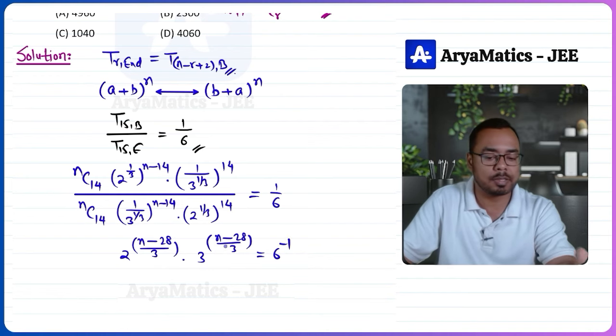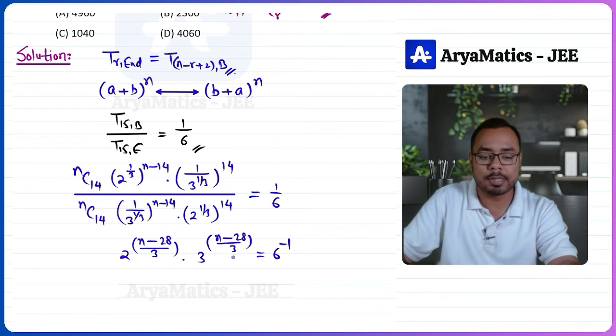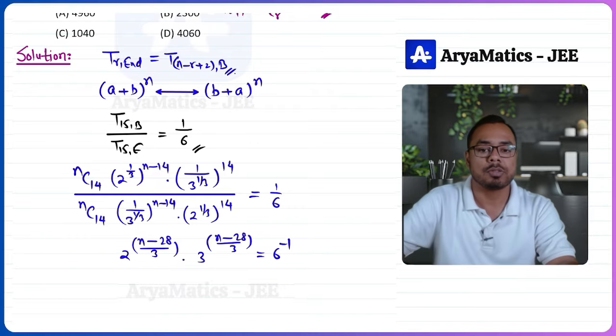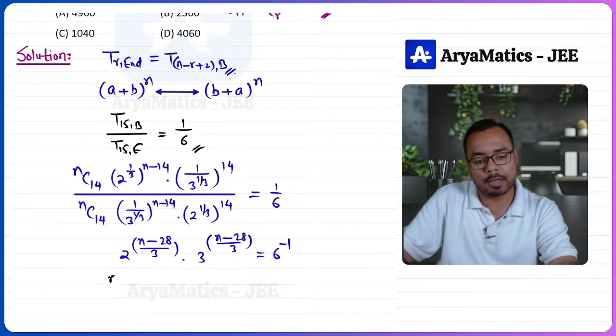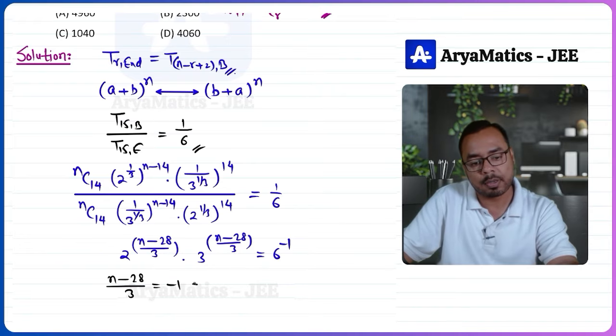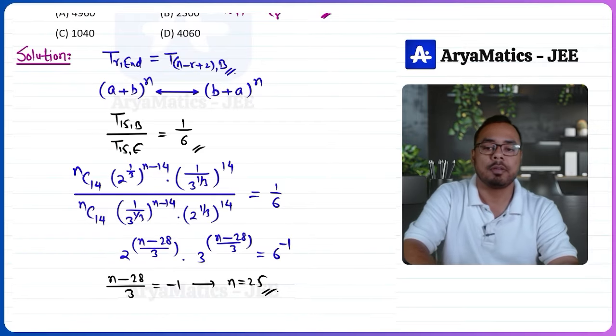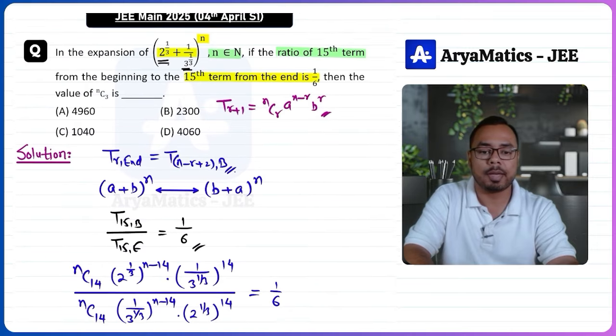Now for these two numbers, the exponent is the same, so you can combine the base. That means the left-hand side is 6 raised to this number. So now just equate the exponent and we'll get (n minus 28) by 3 equals minus 1. So from here, clearly you can see that n will be 25. Right, that will be the value of n.